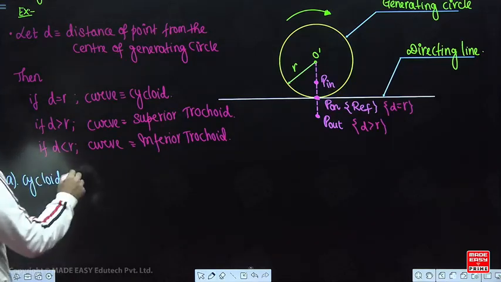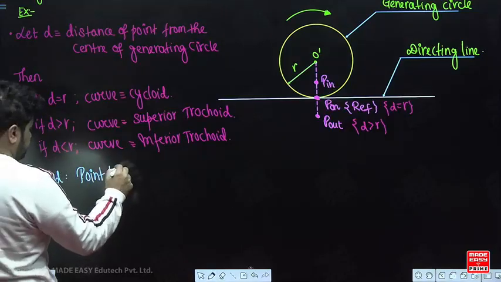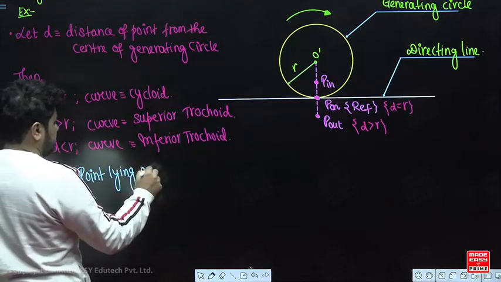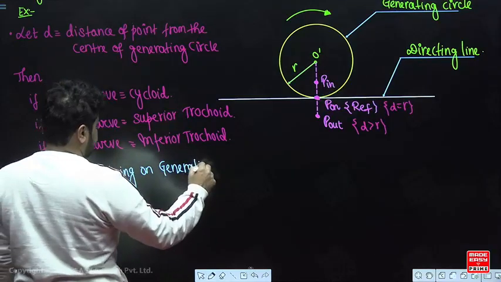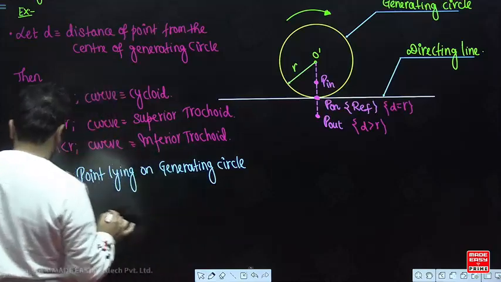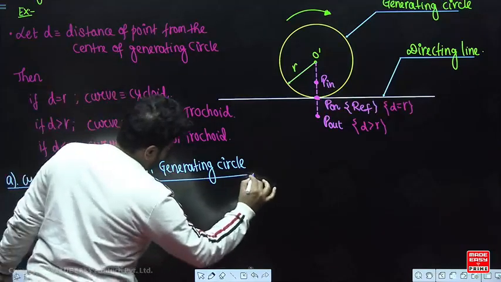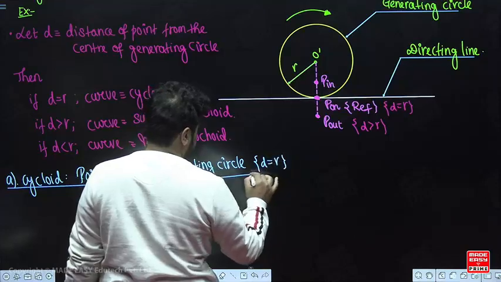Cycloid. Cycloid means point lying on generating circle. That is D is equal to R.